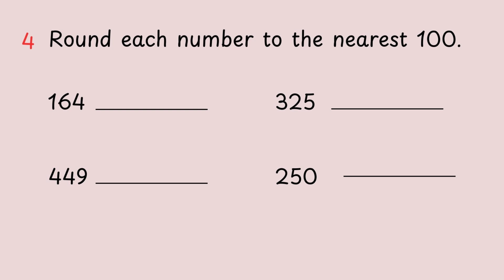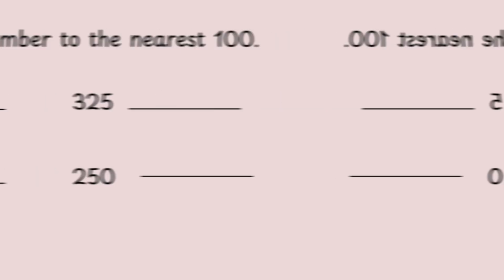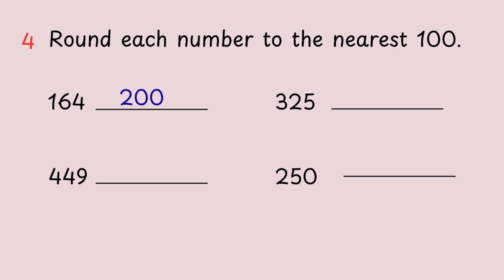Question number 4. Round each number to the nearest 100. So for 164, when we round to the nearest 100, that will be 200. For 325, when we round to the nearest 100, that will be 300.